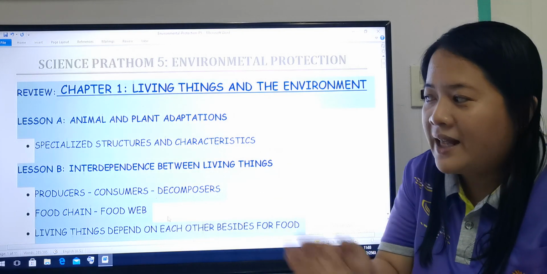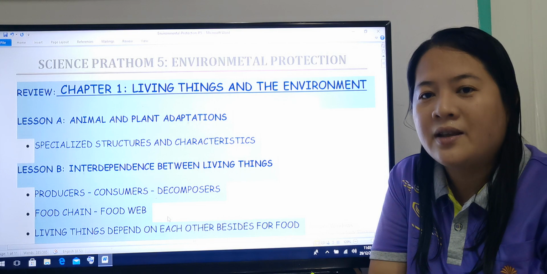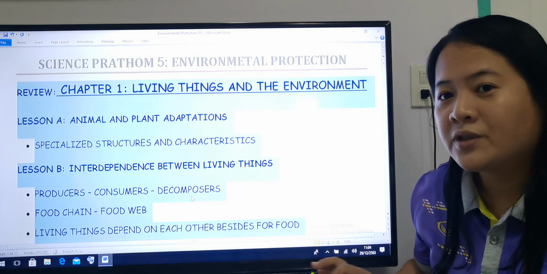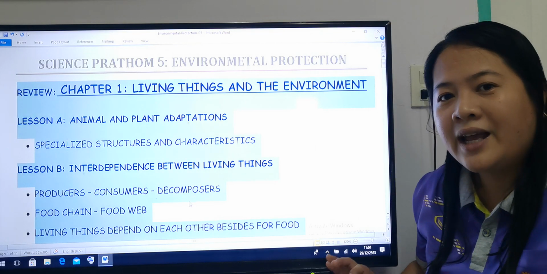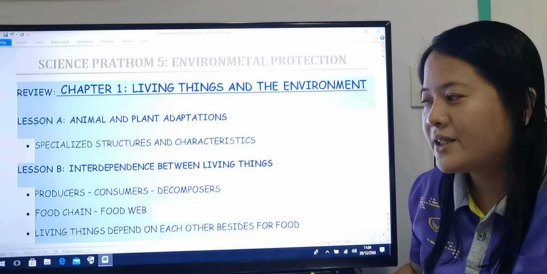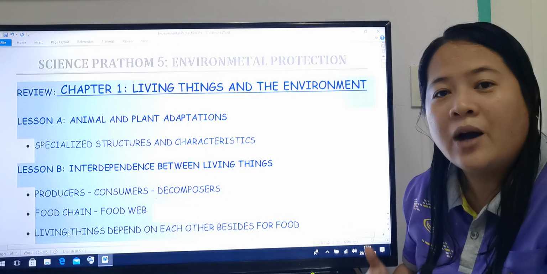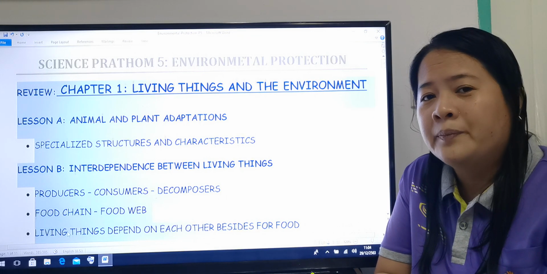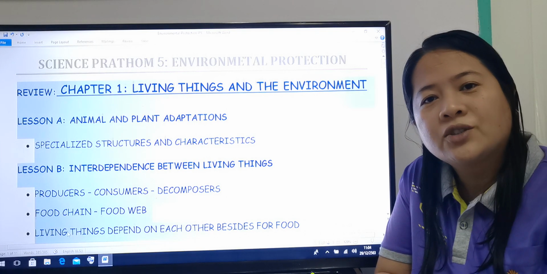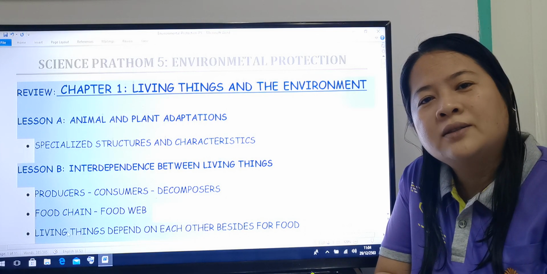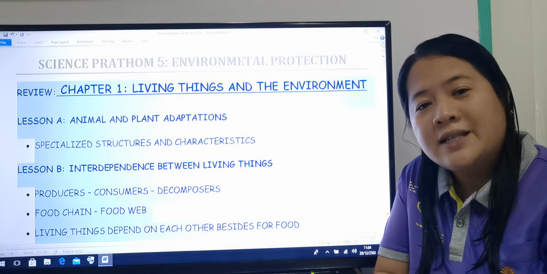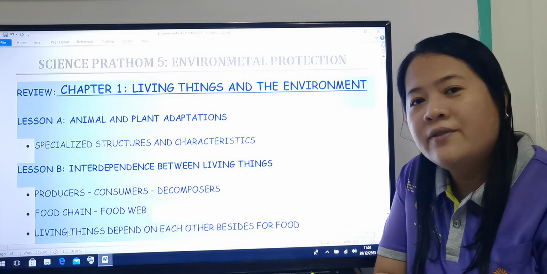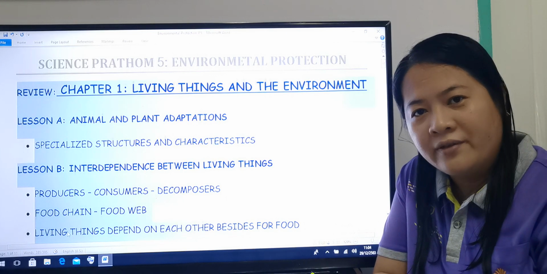We also studied about lesson B, interdependence between living things. We studied about producers, consumers, and decomposers. We studied about food chain and food web, and we also studied how living things depend on other living things besides food, as their shelter, as their protection, as a help in dispersing seeds and fruits, in helping to pollinate the flowers. They interact. Living things depend on each other for them to survive.